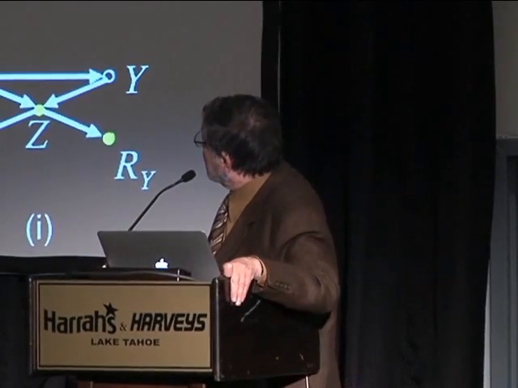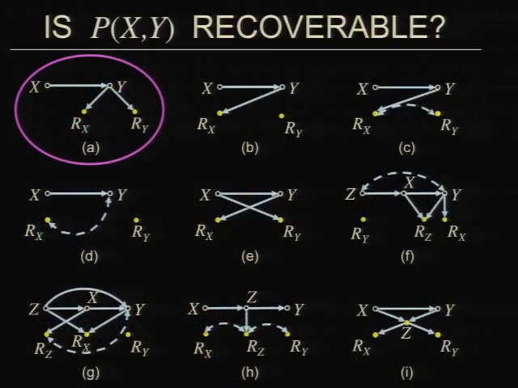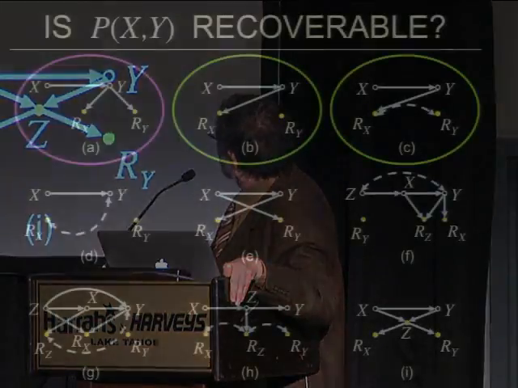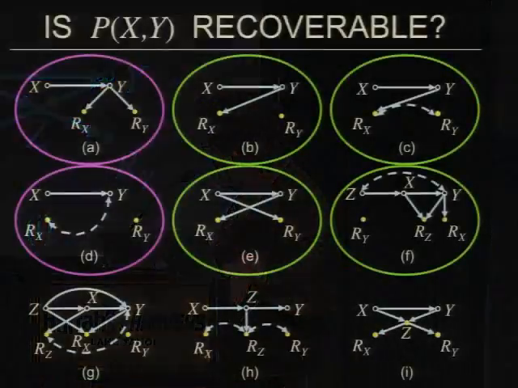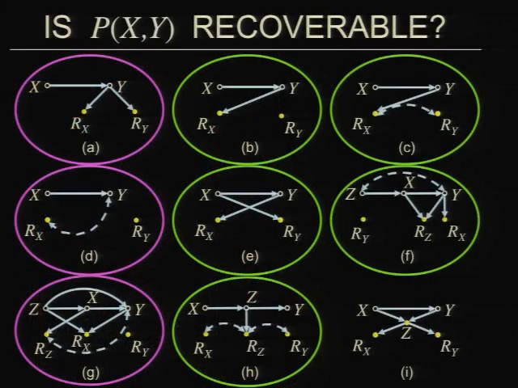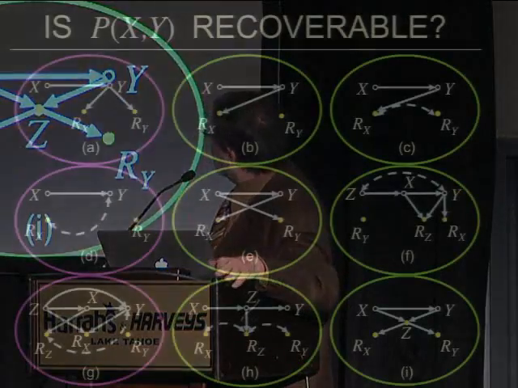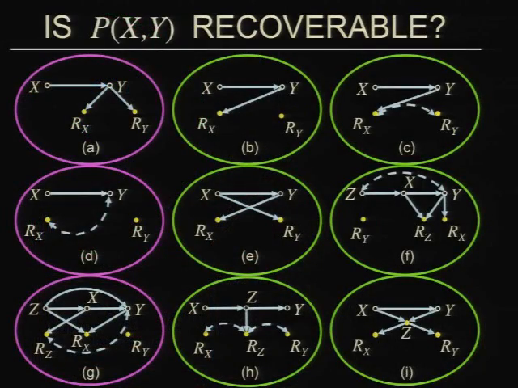And here is the answer. Non-recoverable, recoverable, recoverable, non-recoverable, recoverable, recoverable, non-recoverable. The reasons I don't tell you now, but it's all in the theorem. And on some of them I can give you a reasoning.